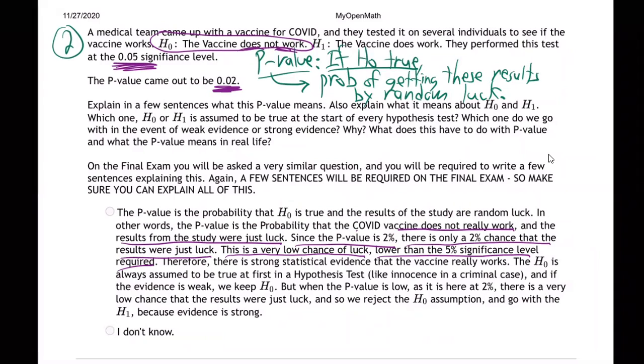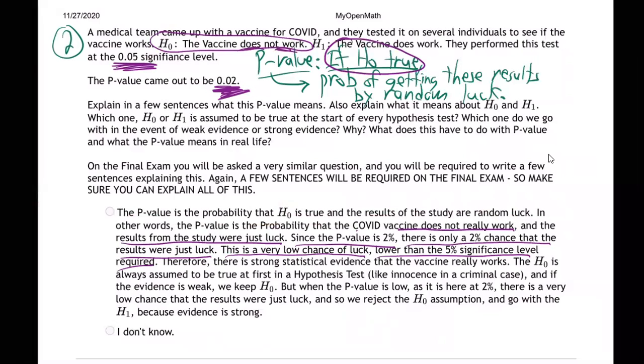Is that making sense so far? A p-value is the probability that if the H0 is true, you would just get these random results by luck. It's the probability of lucky results. So if it's really low, 2% is a low chance, right? That's a very low chance.